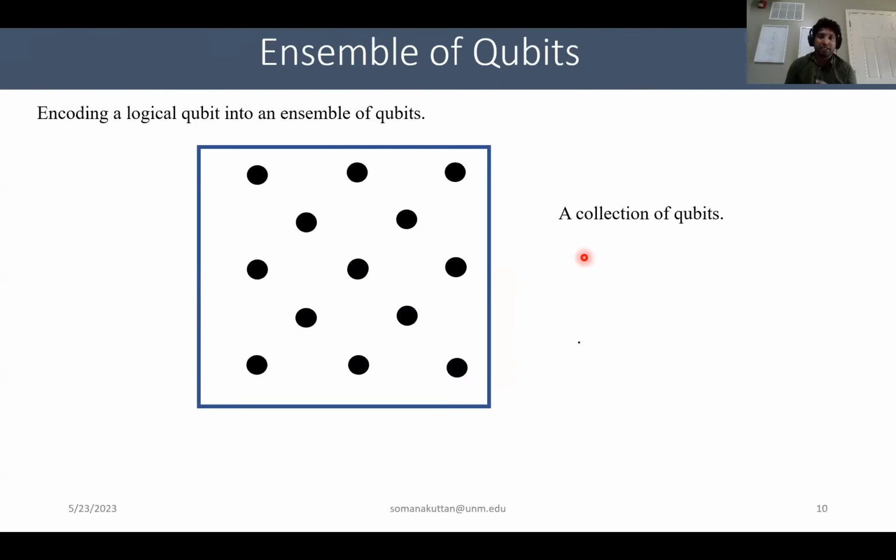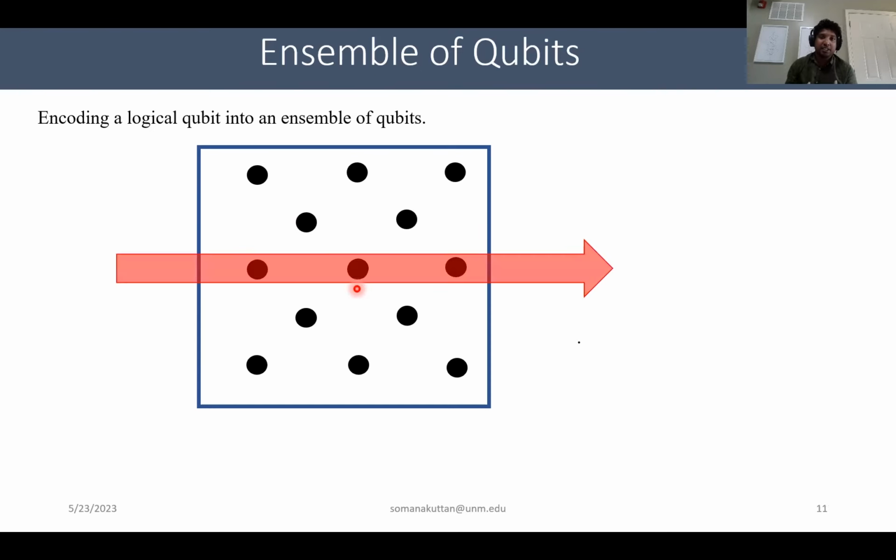So we can think about an ensemble of qubits. These black dots are the qubits here. Let's say we have a collection of qubits, and this is the system we are going to be interested in today. Once we have these qubits, let's say we have a collective interaction. We don't need to think about interacting this qubit with that qubit, like individual addressing, but rather collective, symmetric interactions between these qubits. That's the way we are thinking about it here.